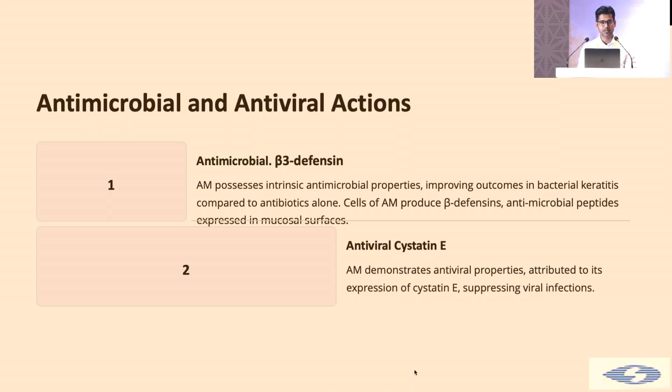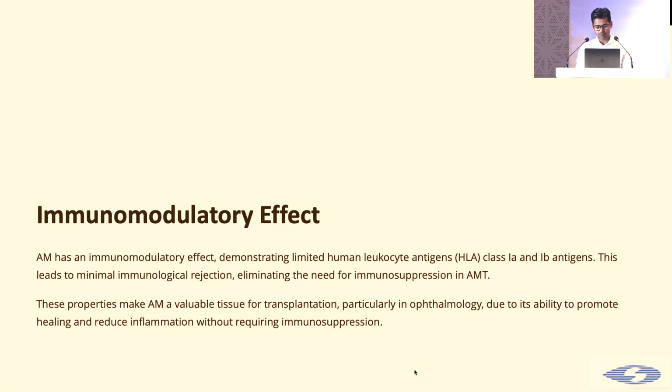Cells of AM produce beta defensins, antimicrobial peptides expressed on mucosal surfaces. In addition, it also demonstrates antiviral properties attributed to its expression of cystatin A, suppressing viral infection, which has been helpful in herpes simplex keratitis. It has an immunomodulatory effect, demonstrating limited HLA-A and B antigen expression. This leads to minimal immunological rejection, eliminating the need for immunosuppression post-AMT.